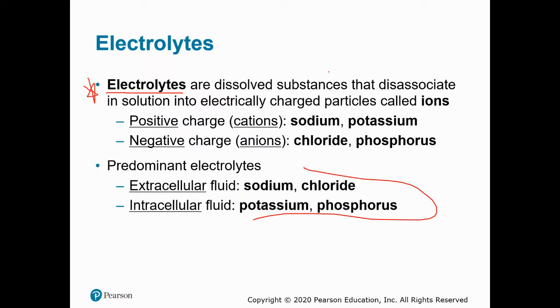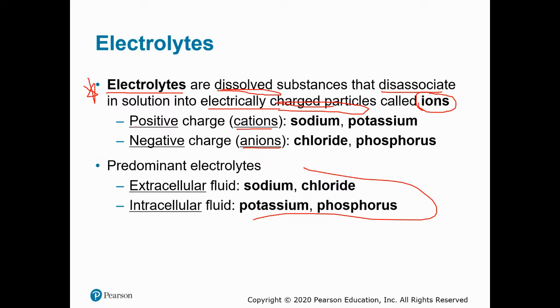Electrolytes are substances that, when they dissolve in a solution, dissociate and become charged particles, electrically charged particles. So that's why they're called electrolytes. They are substances that dissolve in water and take on a charge. We can call charged particles ions, right? We can also further classify ions as either cations or anions.